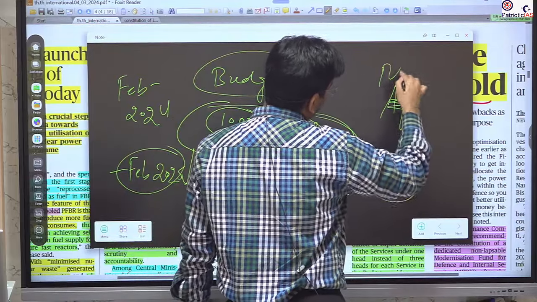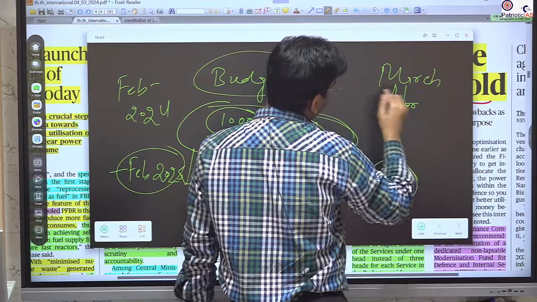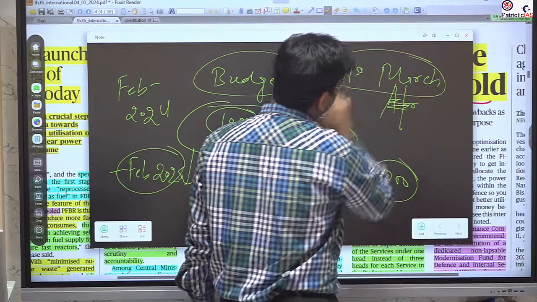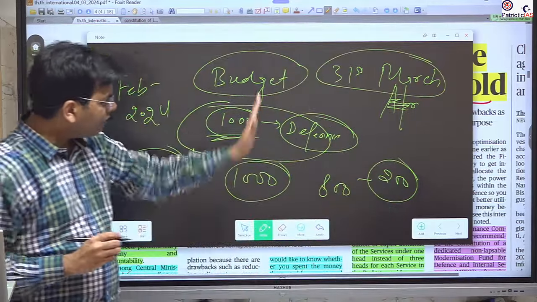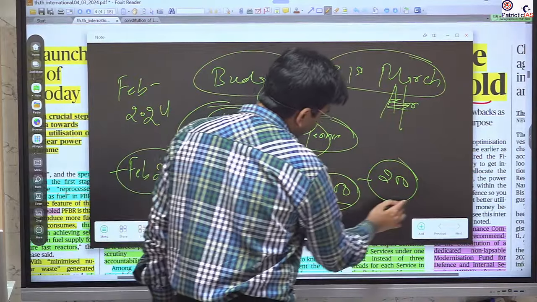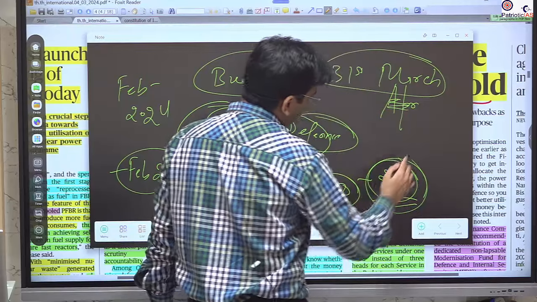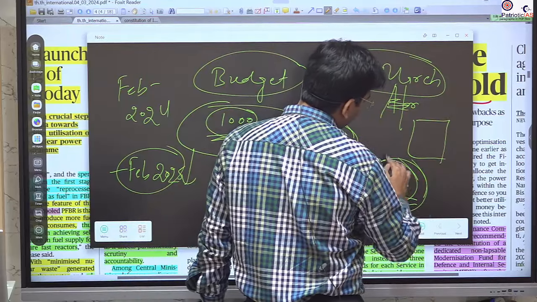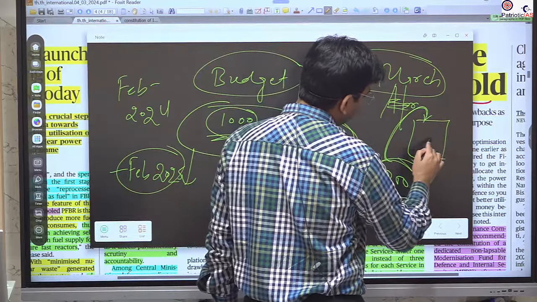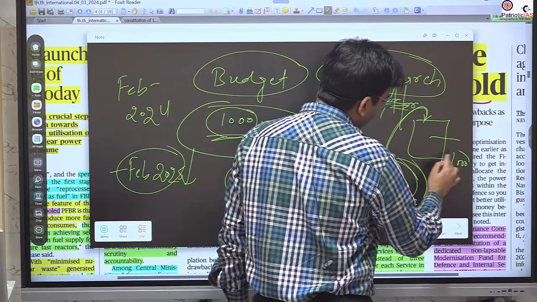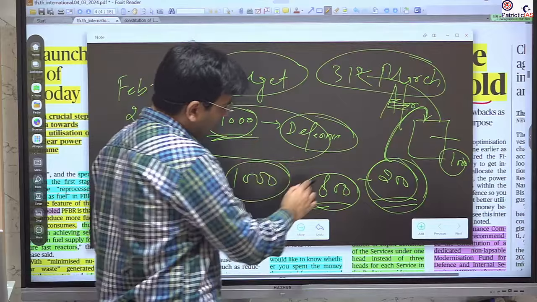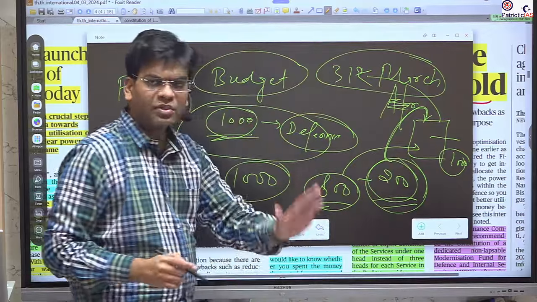March 31 is the last day of the whole budgetary year. So if by the 31st of March you have spent only 800 and you do not spend the 200, it will come back into the Consolidated Fund of India, the locker of the Government of India. We have given 1,000 and you have to spend it by the 31st of March. If you do not spend the money, all of it will come back the next day.